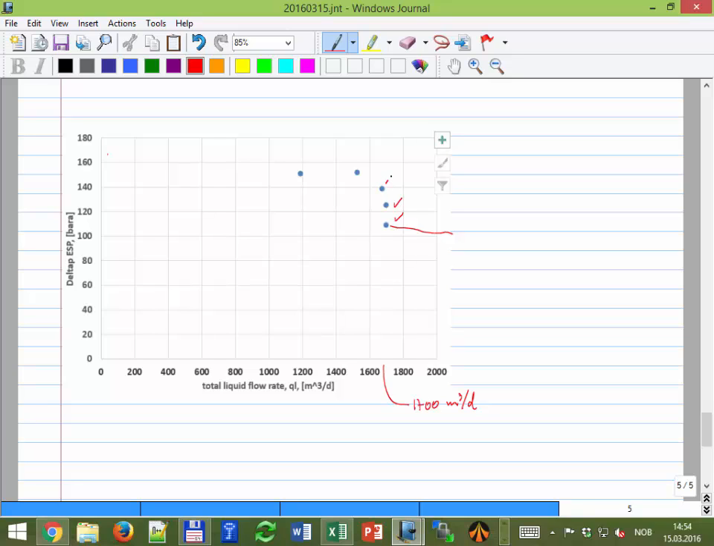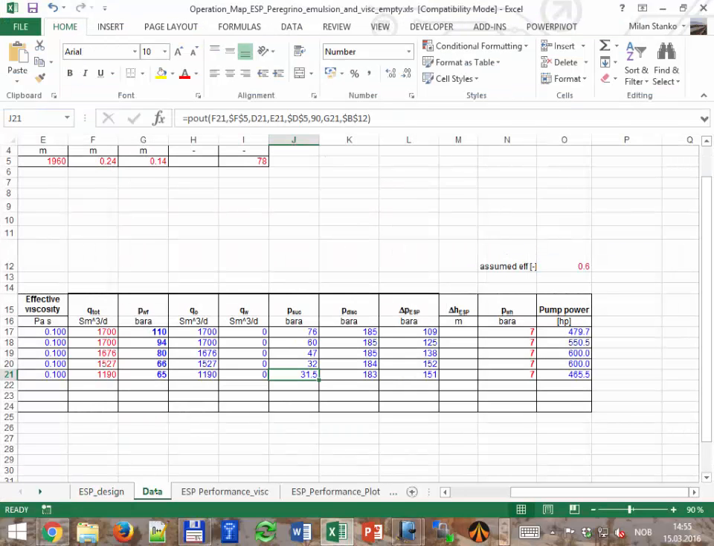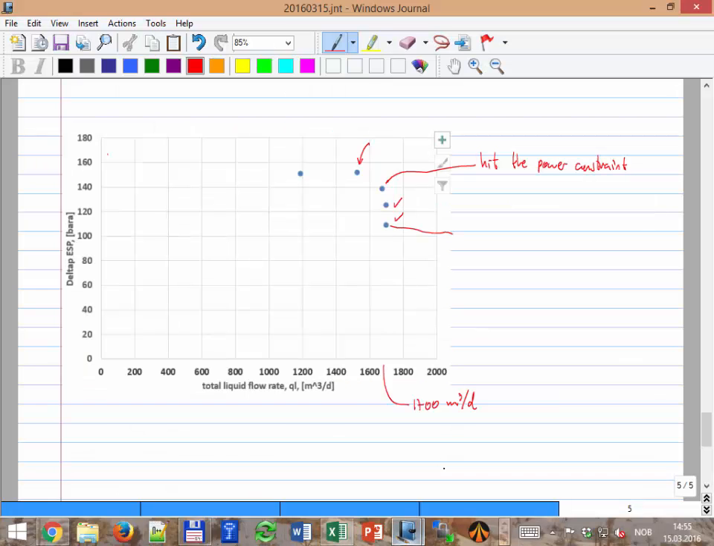What happened in this point? The power, okay, we get to the power. At this point, we hit the power limitation, the power constraint. And in this point, what happened? We hit both the power constraint and the minimum suction pressure, right? If we go back to our data, for the third point we reached 600, but the suction pressure was still okay. But then on the fourth point, the suction pressure was also not okay. So we had to reduce the rate further, okay? So this is rate reduction due to the power constraint.